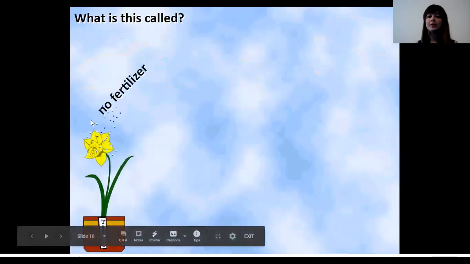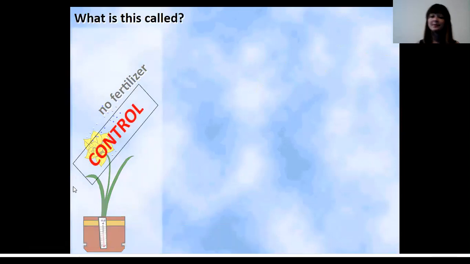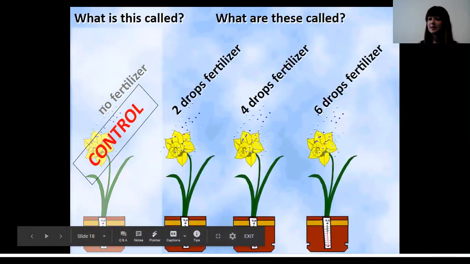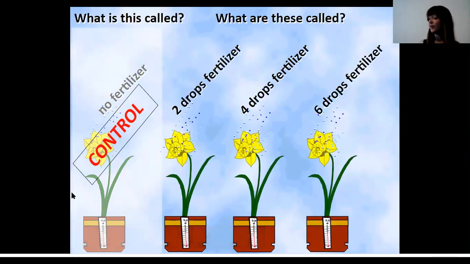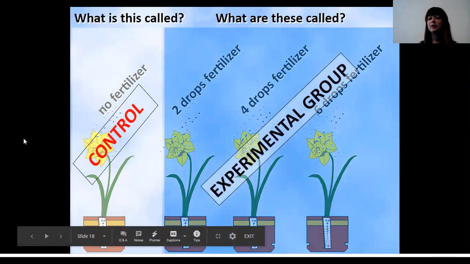So what do we call this group that gets no fertilizer? Remember that the one that we're going to compare all of our results to is called our control. So then these plants that are getting the varied levels of fertilizer are called our experimental group.